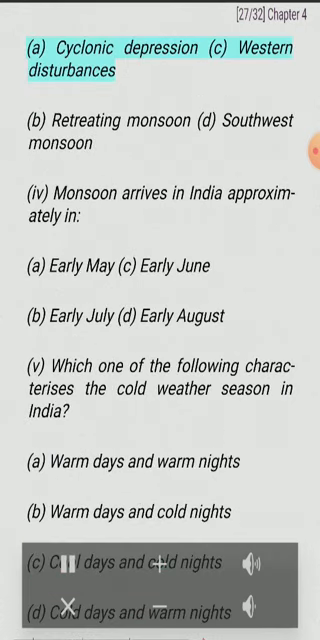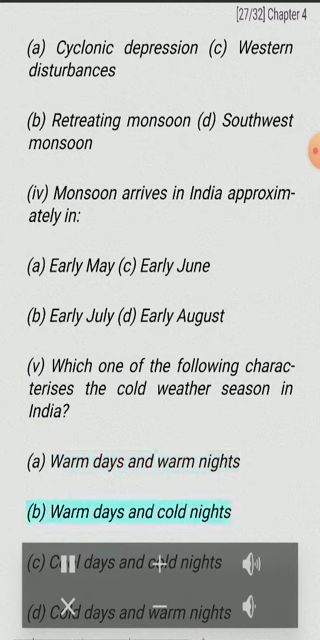A. Cyclonic depression, C. Western disturbances, B. Retreating monsoon, D. Southwest monsoon. IV. Monsoon arrives in India approximately in early May, C. Early June, B. Early July, D. Early August.